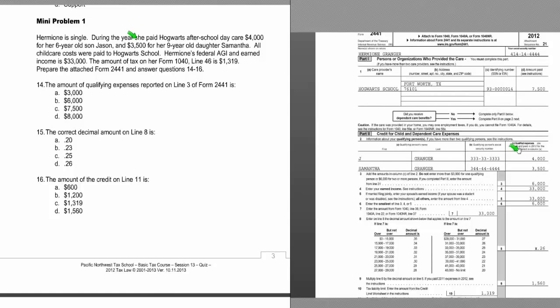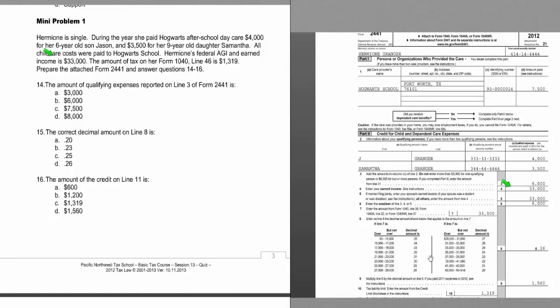The qualifying expense for Jason is $4,000. For Samantha, it's $3,500. But the amount that we enter on line 3 cannot exceed $6,000. So even though the expense is $7,500, $6,000 is the amount we enter. We then look over at the wording of the problem. It says her adjusted gross income is $33,000. So we enter Hermione's AGI on line 4.